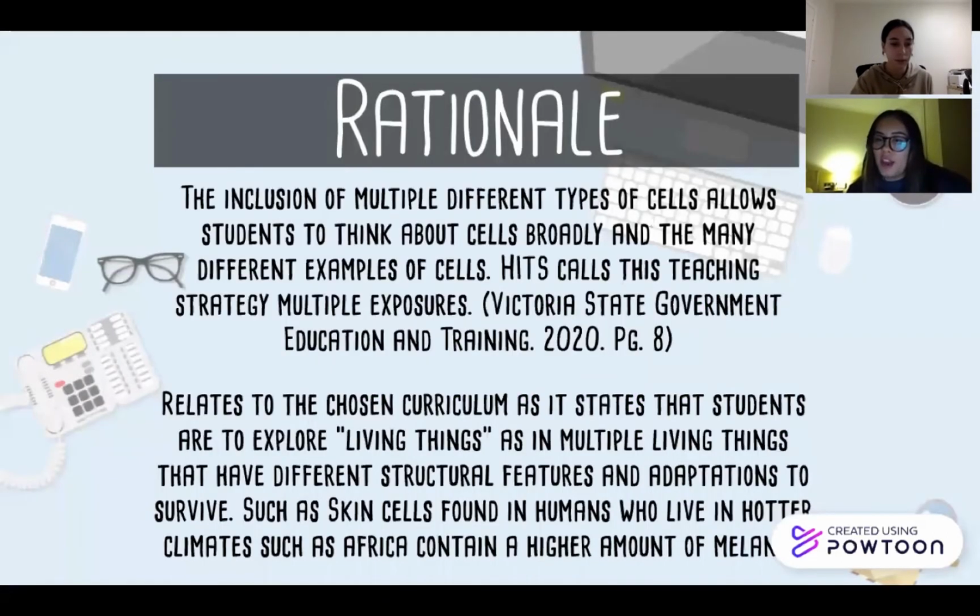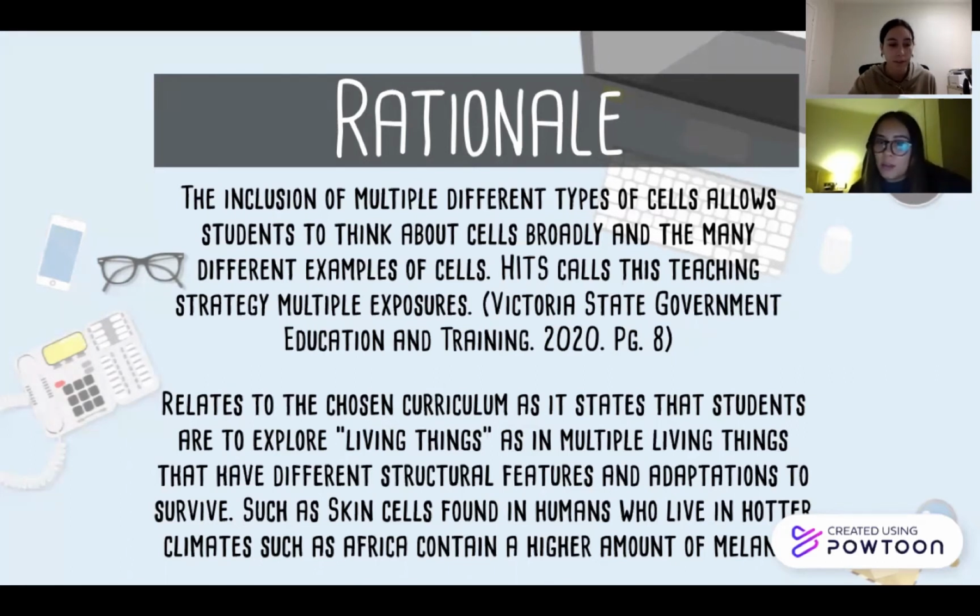The rationale for this content slide is that the inclusion of multiple different types of cells allows students to think about cells broadly and the many different examples of cells. HITS, the high impact teaching strategies, calls this teaching strategy multiple exposures. It relates to the chosen curriculum, as it states that students are to be exposed to multiple living things that have different structural features and adaptations to survive.